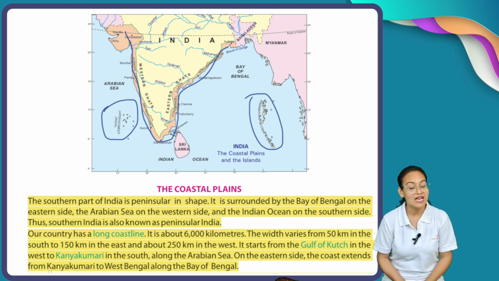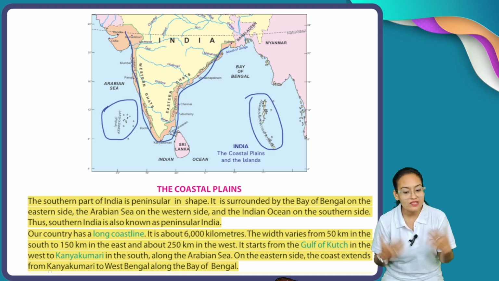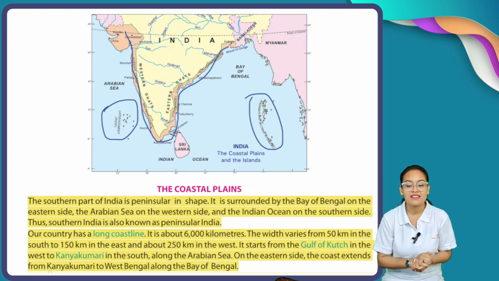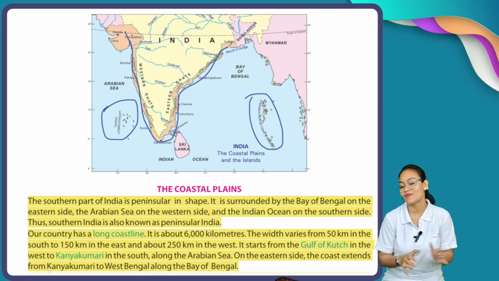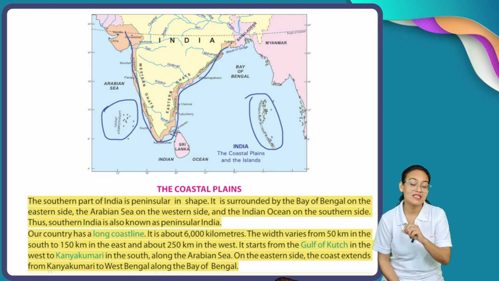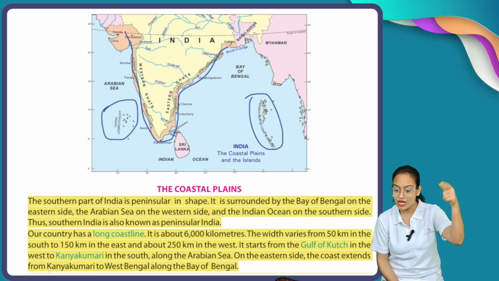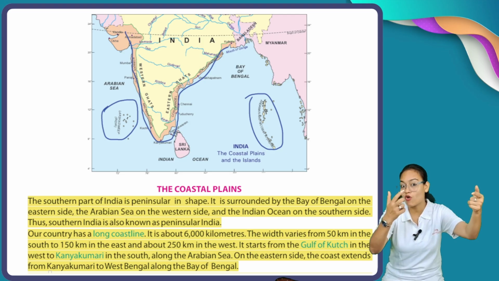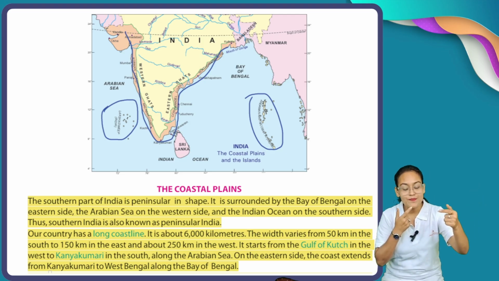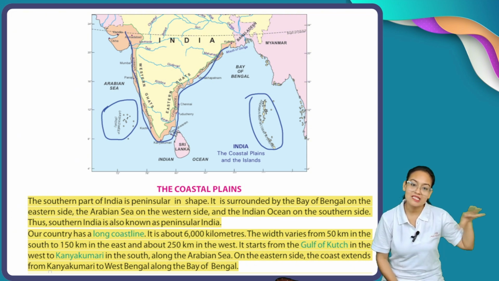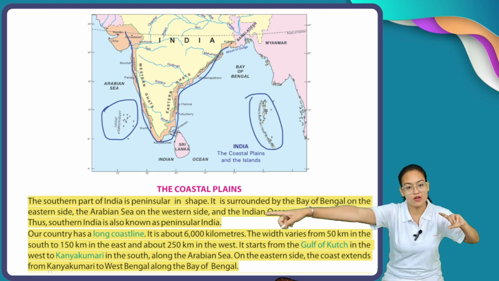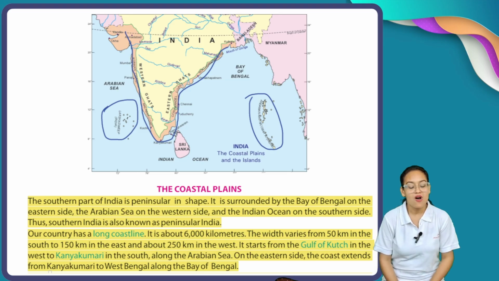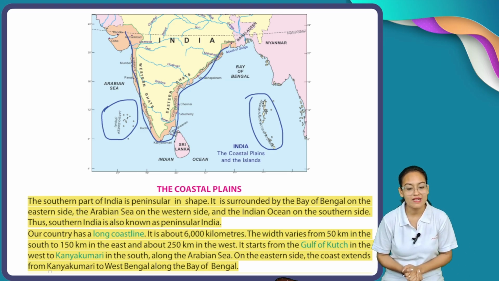Our coastal areas start from Gulf of Kutch in the west to Kanyakumari in the south. Along the Arabian Sea, on the western side, the coast extends from Gulf of Kutch to Kanyakumari. On the eastern side, our coast extends from Kanyakumari to West Bengal along the Bay of Bengal. All along the coast, there is a narrow strip of plain land called the coastal plain.